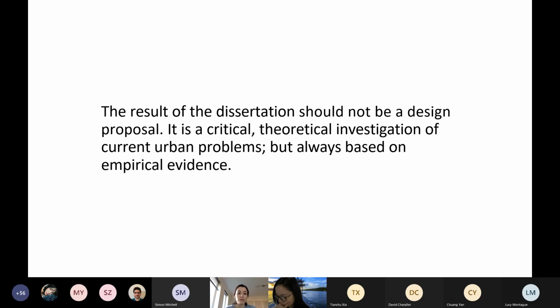As I already said, the dissertation should not be a design proposal. It's a critical theoretical investigation of current urban problems, but always based on empirical evidence.